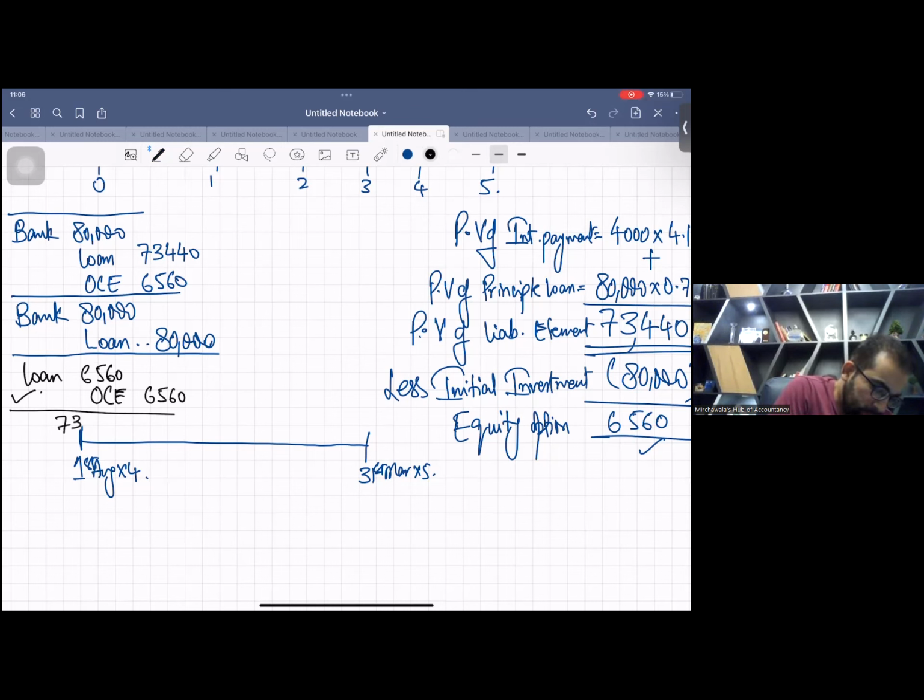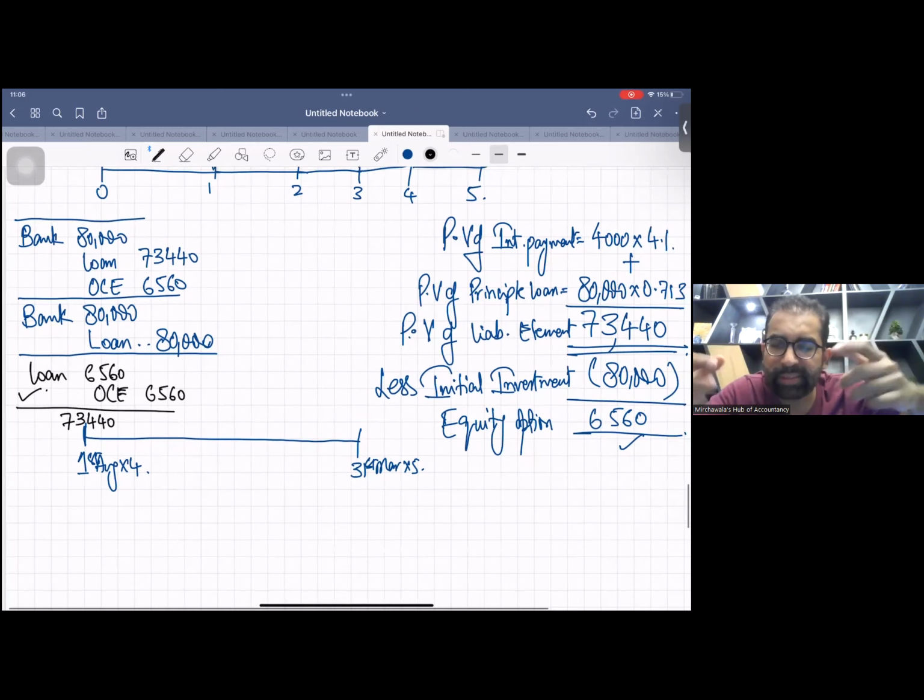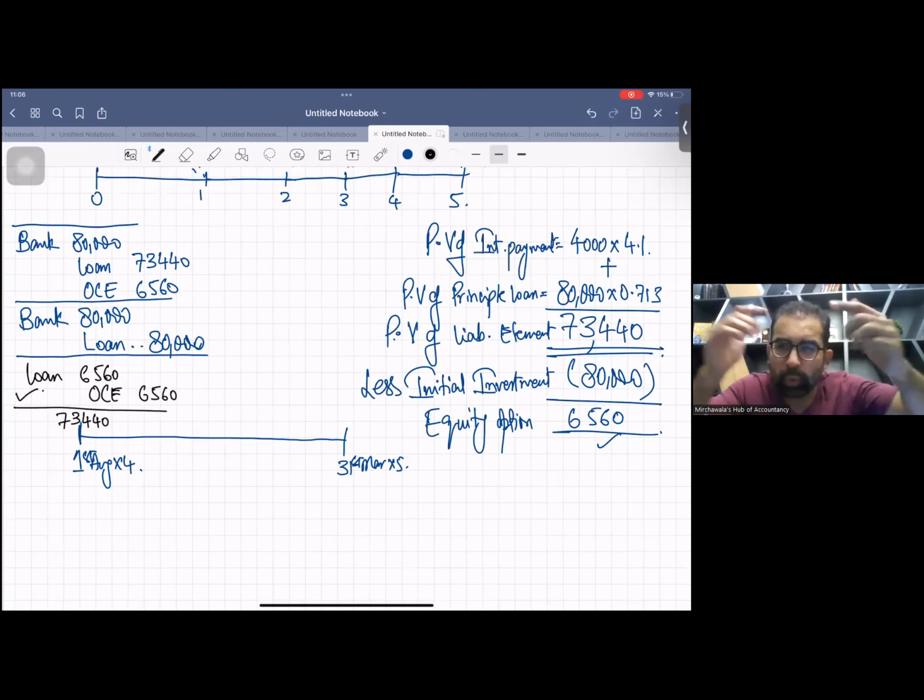Your initial loan is 73440. Now use your mind. You calculated this 73440 through discounting. The present value working is always discounting. And this is a very famous dialogue: whatever rate you used to calculate present value, the same rate you use to calculate the unwinding of discount. Remember? So the rate was 7%.